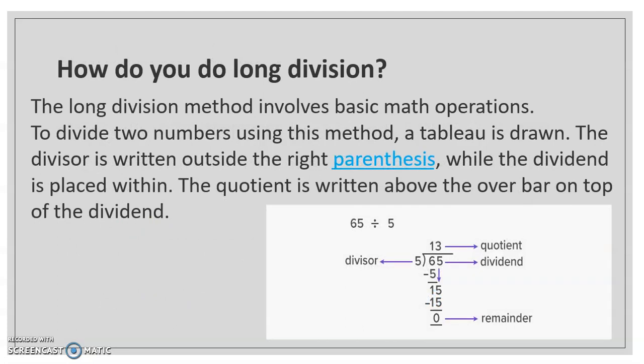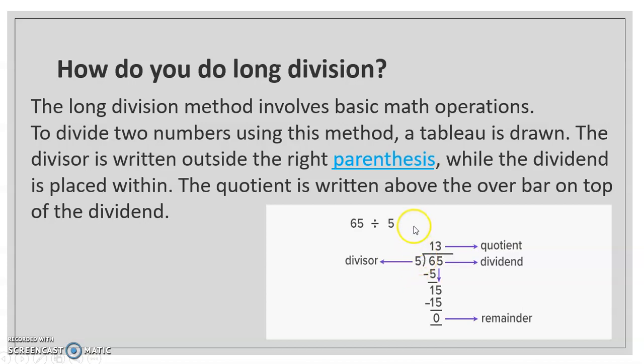So how do we go about long division? The long division method involves basic math operations. To divide 2 numbers using this method, a tableau is drawn. The divisor is written outside the right parenthesis. This is the divisor, 5.